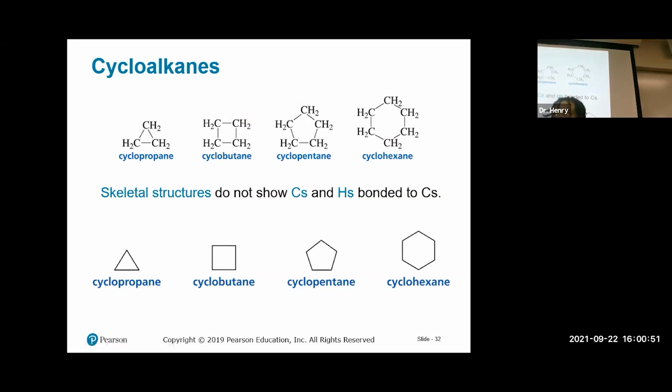Okay, so cycloalkanes. Cycloalkanes are just that. They form circles. So this guy is cyclopropane, 1, 2, 3. This guy is cyclobutane. This guy is cyclopentane. This guy is cyclohexane. This is what they look like.